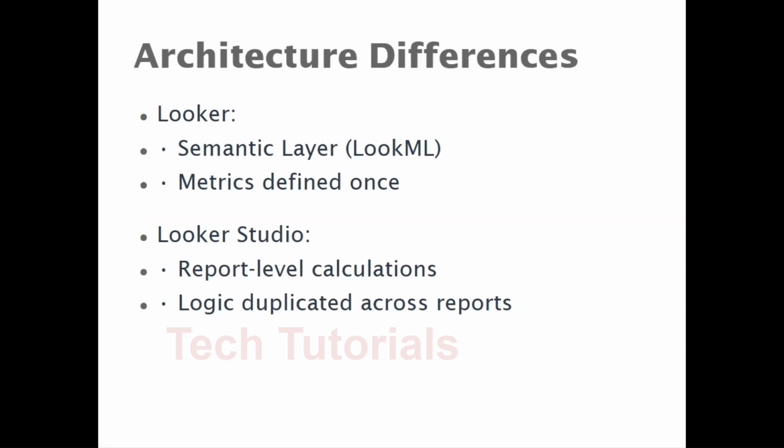So here are the key differences, architecture-wise. Looker uses a semantic layer, created based on the LookML model. If you create metrics or calculations, you can use them in any report or dashboard. Whereas in Looker Studio, calculations are at the report level. If you create two reports, each report has its own specific calculations. Once you use one at the report level, you can't use it in another report.